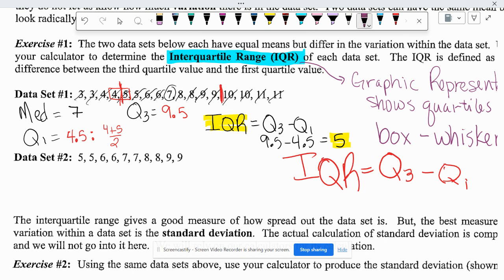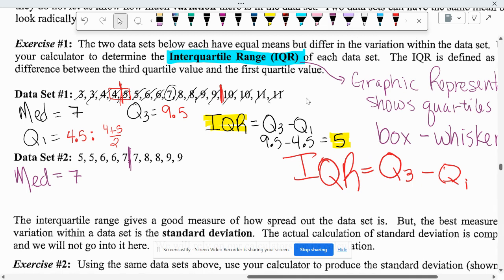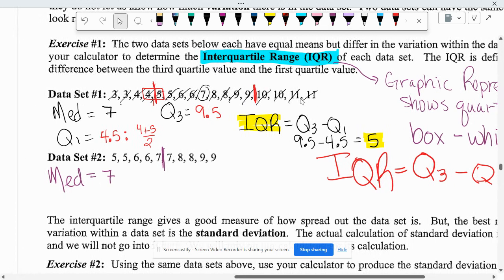Now let's look at the next set of data. 1, 2, 3, 4, 5, 6, 7, 8, 9, 10. There are 10 points. So I'm going to put 5 on each side. So the median is what? It's 7. Notice that we have the same median for both of our data sets.